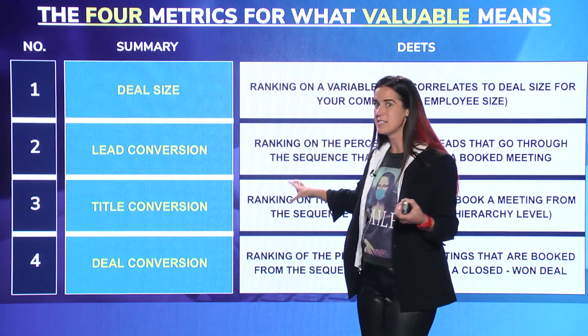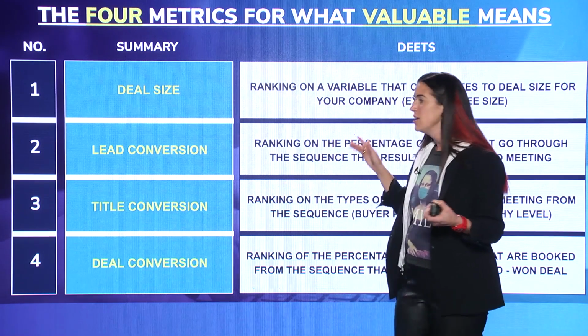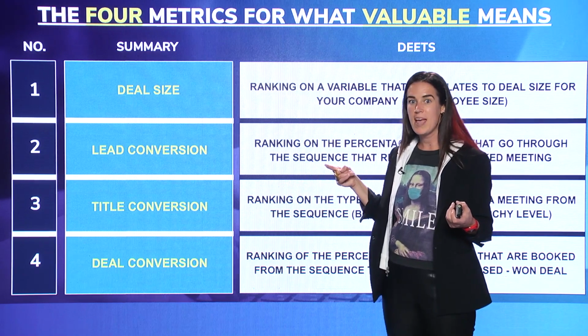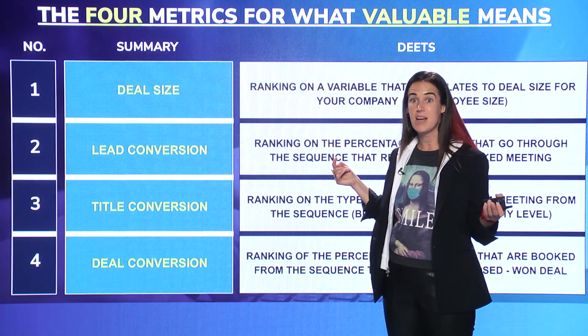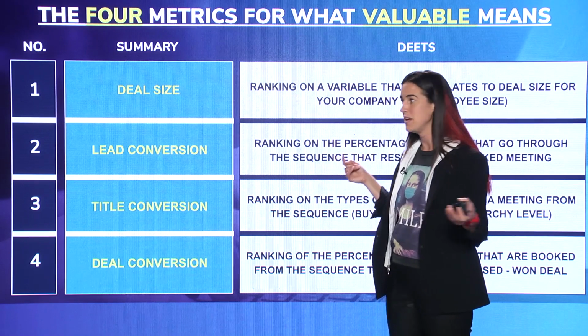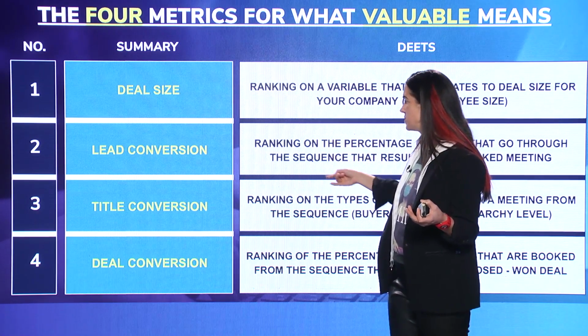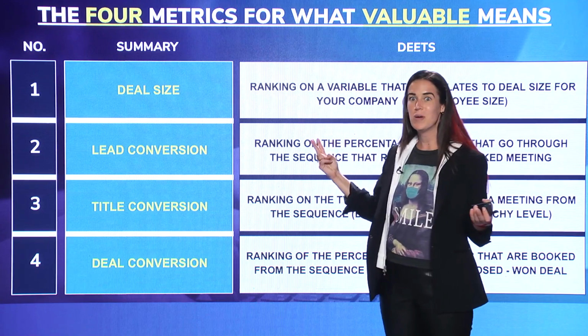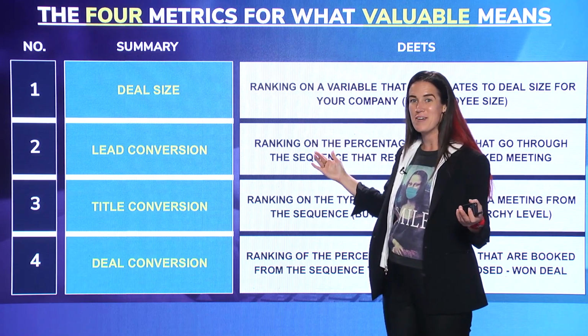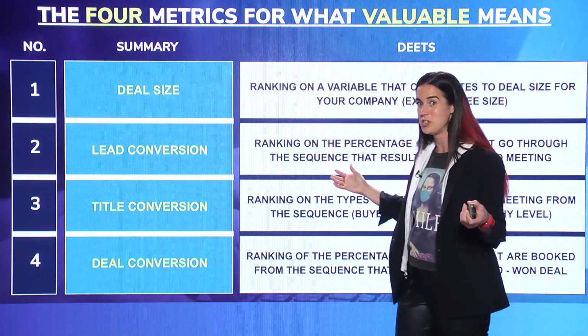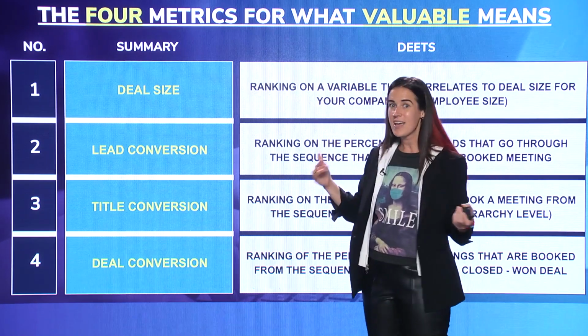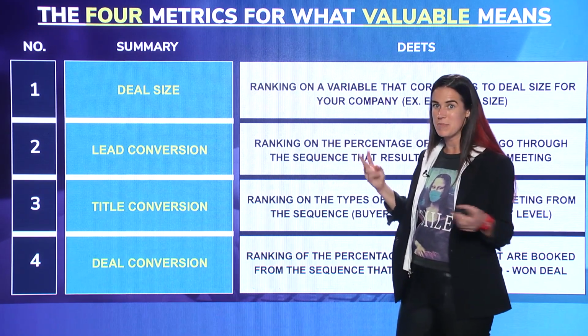Whereas in this 4th scenario, you would be measuring, okay, I have sequence 1 and 15% of the meetings that were set are converting into a closed won deal. And in sequence 2, it is 20% of the meetings that were set that turned into an actual deal. So in that scenario, sequence 2 would be the best sequence for you.